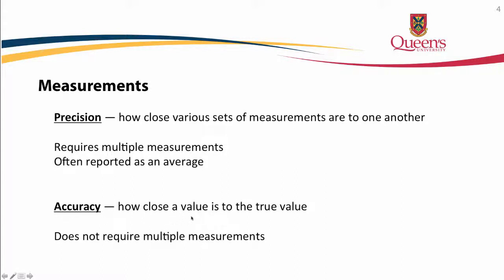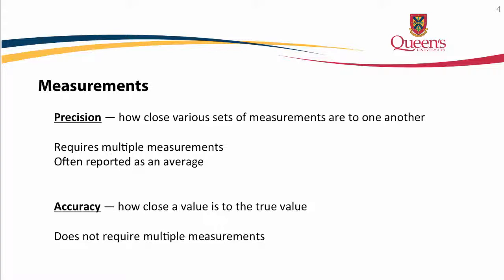Accuracy is how close a value is to the true value. So it's how close your measured value is to the true value. Notice you don't need multiple measurements to do this. You can take a single measurement, and if you know the true value, you can compare and judge how close you are to the true value.